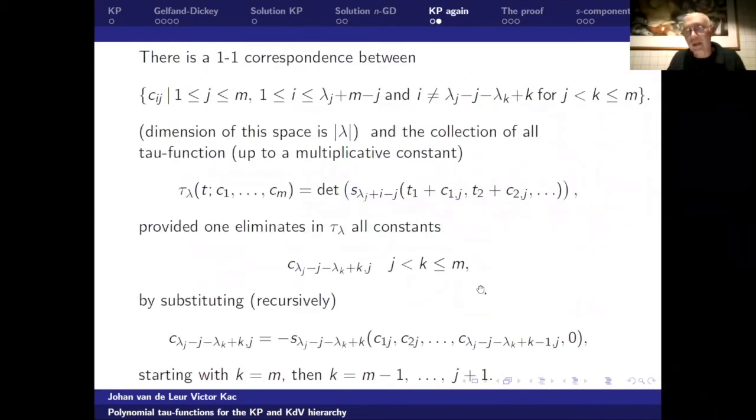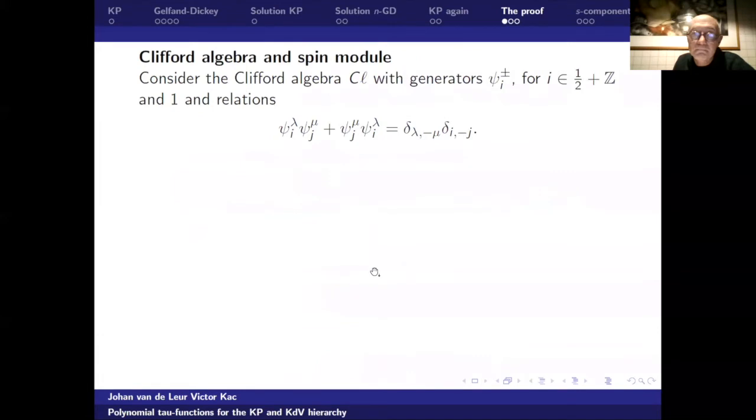Of course, you can always multiply a tau function by a constant, but somehow we want to avoid that. We do not want that. So if you forget this constant, so up to this multiplicative constant, there's a one-to-one correspondence between these sets and all the different tau functions. Okay. So let me give a sketch of the proof or how you can show this.